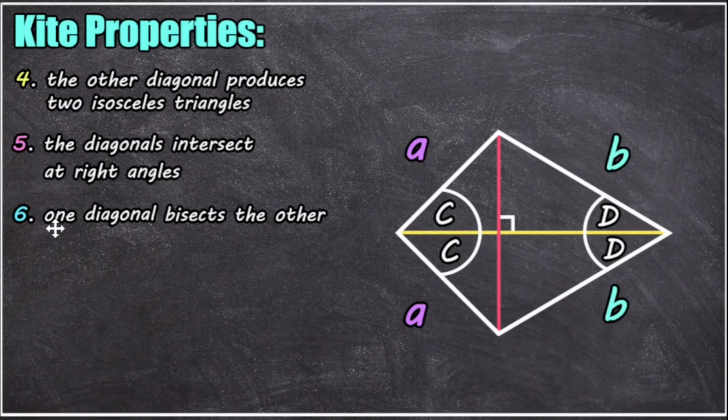Property 6, one diagonal bisects the other. And we can use the fact that the two triangles created by the yellow diagonal are identical in size to prove that the yellow diagonal bisects the red diagonal. Now the height of a triangle can be given by the length of the line that is perpendicular to the base and passes through the vertex that's opposite the base. And so in the top triangle, the red diagonal, which is perpendicular to the base, passes through the vertex that's opposite the base. So the part of the diagonal that's inside the upper triangle must be the height of that triangle. But we have exactly the same situation in the lower triangle.